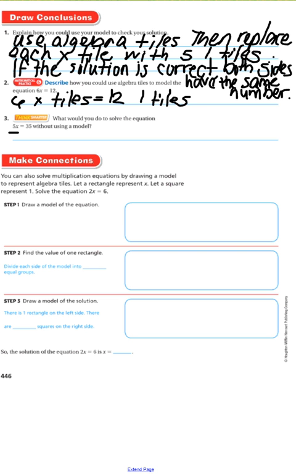Number 3, think smarter. What would you do to solve the equation 5x equals 35? So you would need to get x on a side all by itself, and remember, when we have a coefficient and a variable right next to each other, they are multiplied together, so we have to do the opposite. So we need to divide by 5. So we would divide both sides by 5.